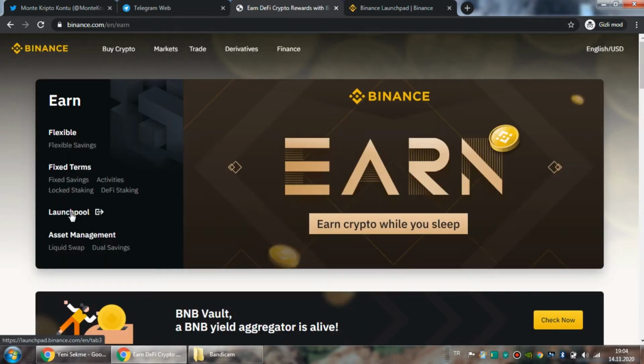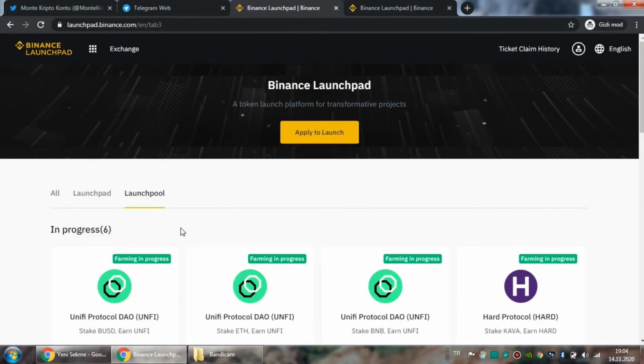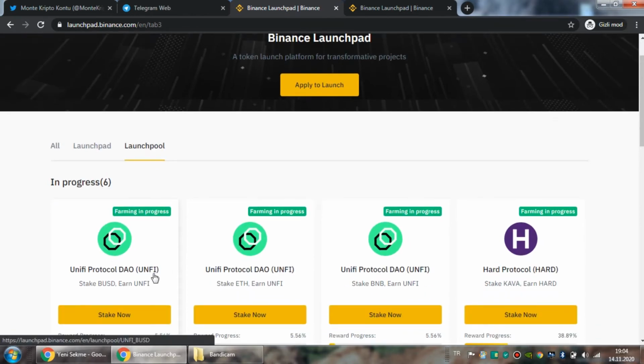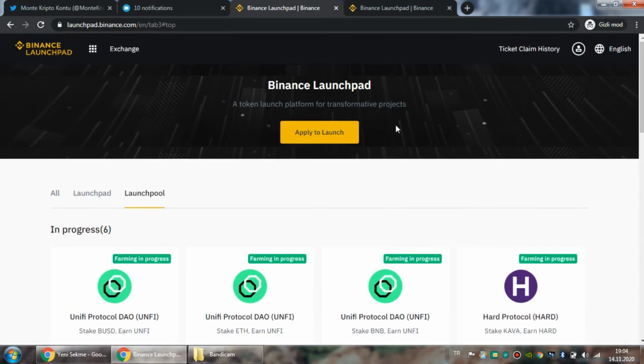and then click Launchpool. Launch means starting. For example, when one coin wants to be listed on an exchange, this coin gives some of its tokens to Binance, and Binance distributes these coins to its users. The thinking is like this.